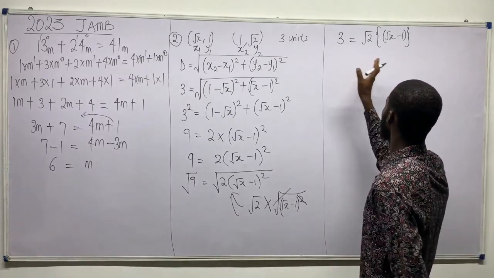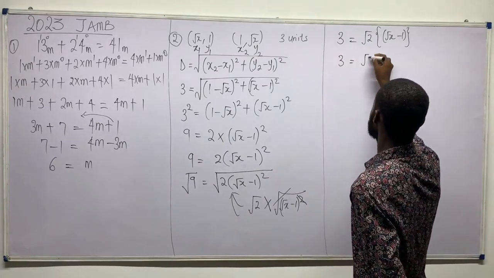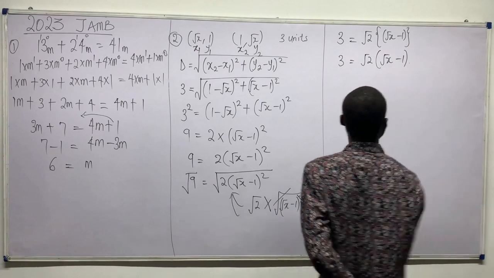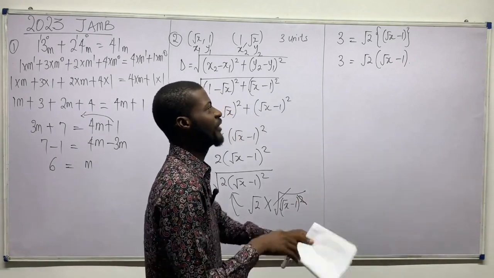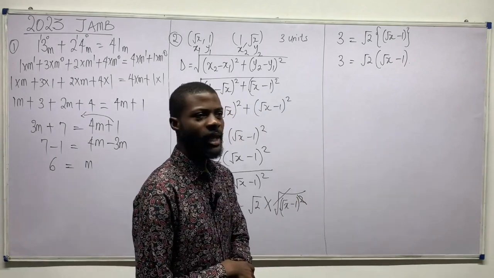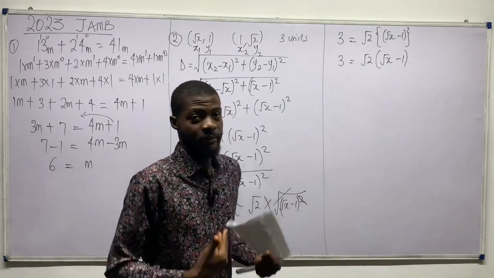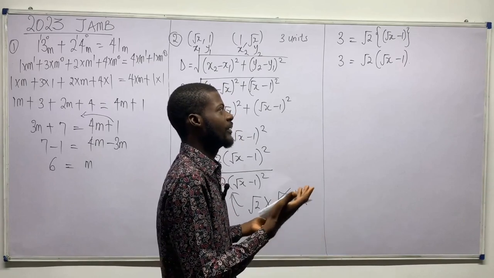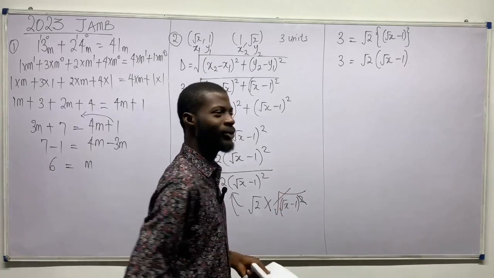Okay, so let us now proceed with this. This will become 3 equal root 2 bracket (root x minus 1). So this is what we have. Kind of still very, very sweet in a way. Now, do you know that I can decide to either open the bracket, if I wish to, or, should I say, divide both sides by root 2.